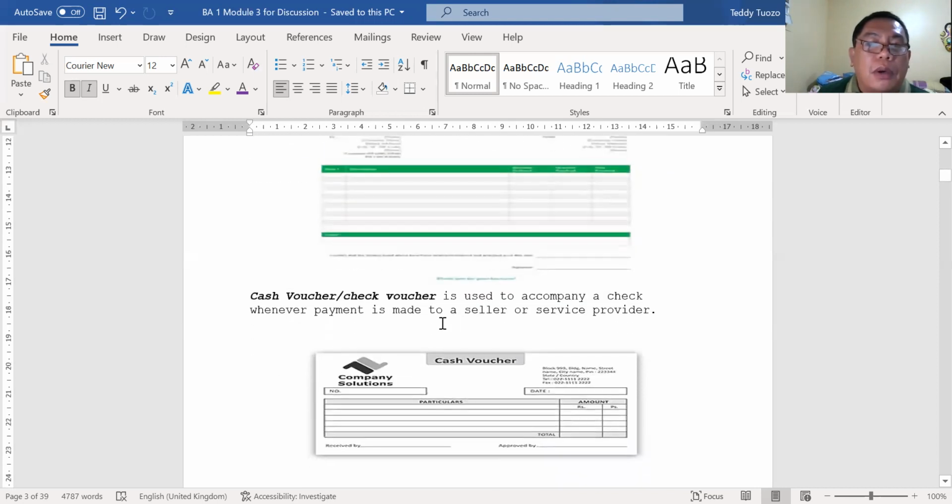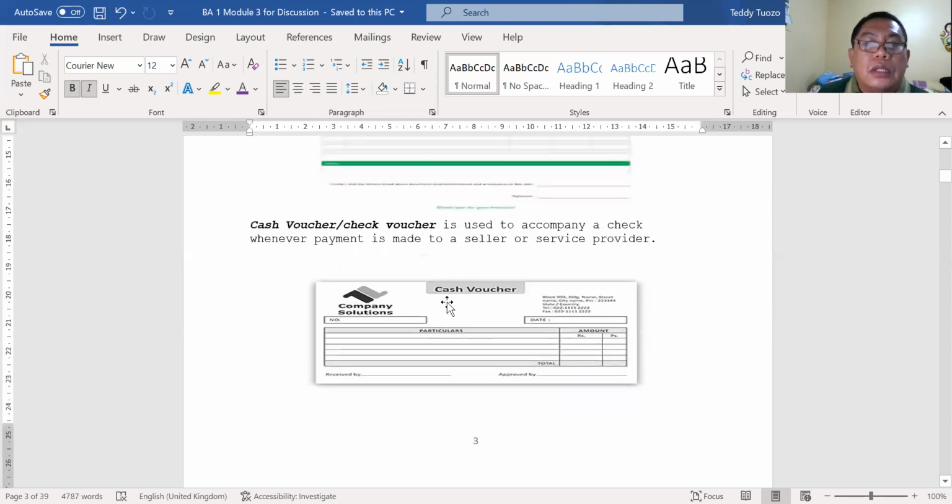Then you have the cash voucher or check voucher. No, when you pay your suppliers or anyone that you are accountable to, that you have an obligation to pay. So of course, the supporting document will be the cash voucher or the check voucher.